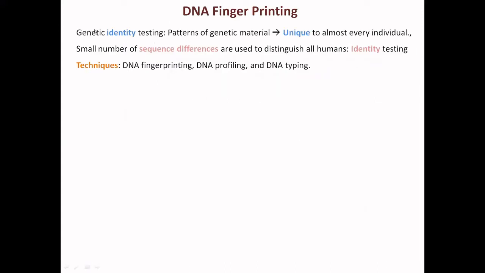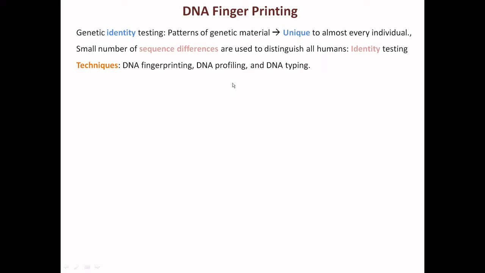Genetic identity testing. The pattern of the genetic material is unique to almost every individual. That's why it is known as fingerprinting. A small number of sequence differences are used to distinguish all humans. That means this sequence is the unique feature of an individual. This is used for identity testing.